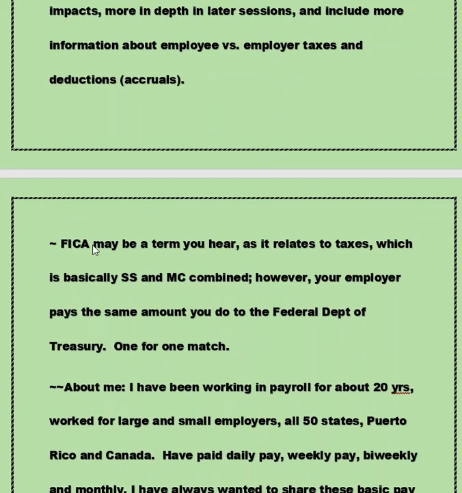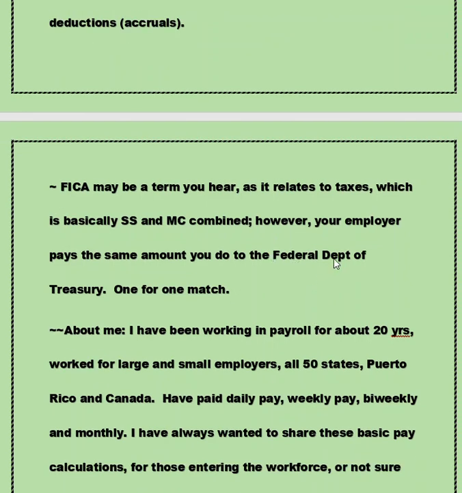FICA may be a term that you hear as it relates to taxes, and it's basically just Social Security and Medicare combined. So it's just those two rates of 6.2% plus 1.45% combined. And that actually is paid by your employer to the Federal Department of Treasury. And again, it's a one-for-one match.